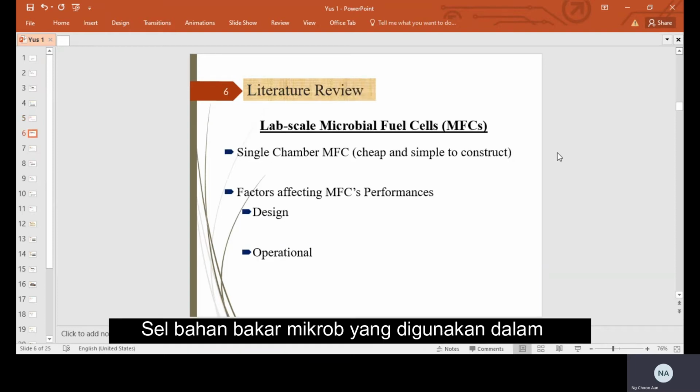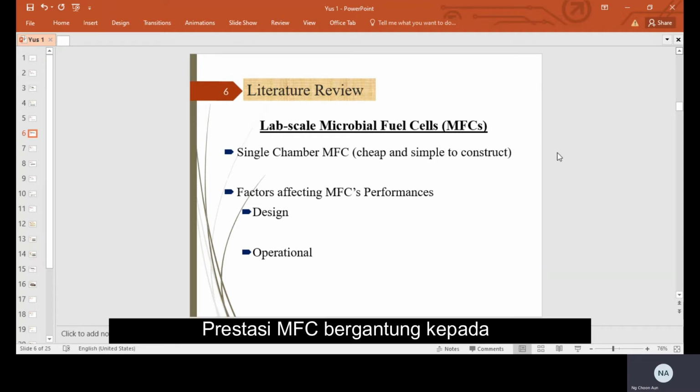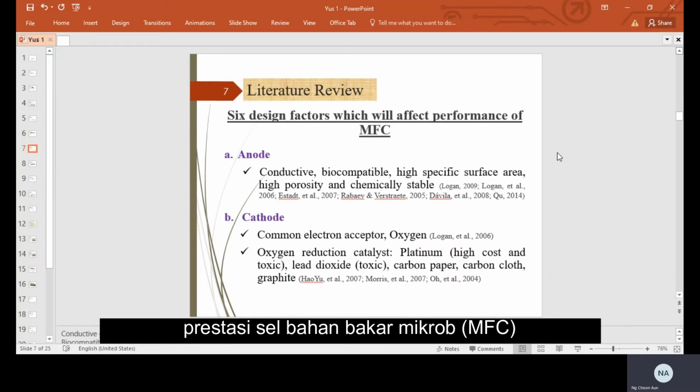The microbial fuel cell used in this experiment is a lab-scale single chamber tub. This single chamber tub is chosen because it is relatively cheap and simple to construct. MFC performance will be dependent on its design and operational factors. There are 6 design factors which will affect the performance of MFC.